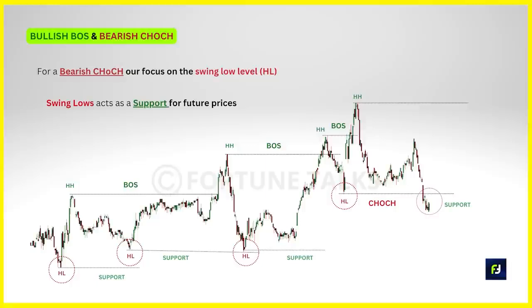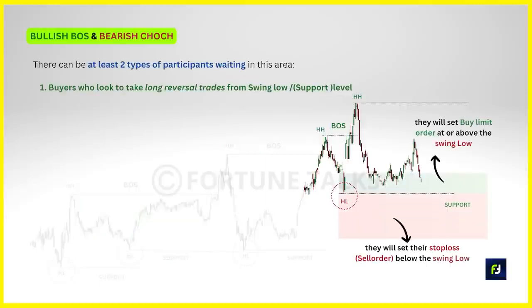Which is our level of interest in this case? Yes, you are right. It is the higher low or simply the swing low level. Now, applying the same logic here also, there are at least two interested players here. The former are buyers, since the swing low has the potential to act as a support or demand level, and since the trend is also bullish, the buyers will look to take long trades from this level. And where do you think they will set their stop losses? Quite obviously, they will set their stop losses, which mind you is actually a sell order, somewhere below the swing low level.